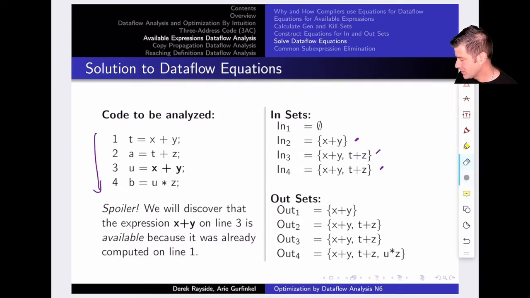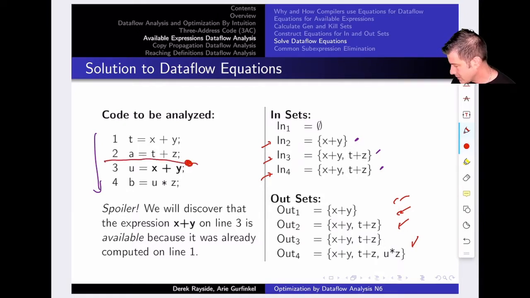So what's our intuition? Well, the intuition is that in for each statement should be exactly the expressions which are already computed and stored in some variable. And out should be expressions that can be used right after that statement. Right. So if we go, for example, to this line between 2 and 3, we know that x plus y is computed and still available. It's stored in t. And t plus z is computed and it's still available and it's in a.